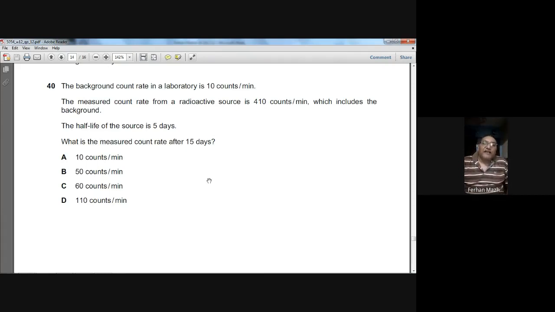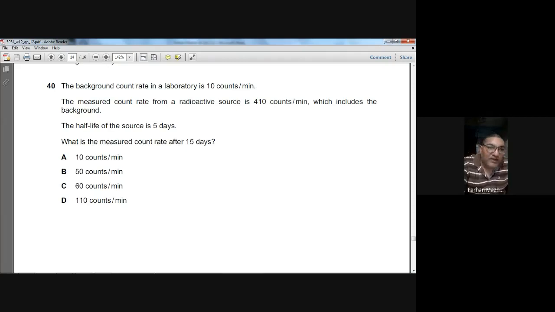The half-life is 5 days, and the question asks for the count rate after 15 days. In 15 days, how many half-lives are there? 15 divided by 5, so there are 3 half-lives. 400 halved becomes 200, halved again becomes 100, and again becomes 50. So after 3 half-lives, the count rate is 50. Now add the background again: 50 plus 10, so the answer is 60 counts per minute.